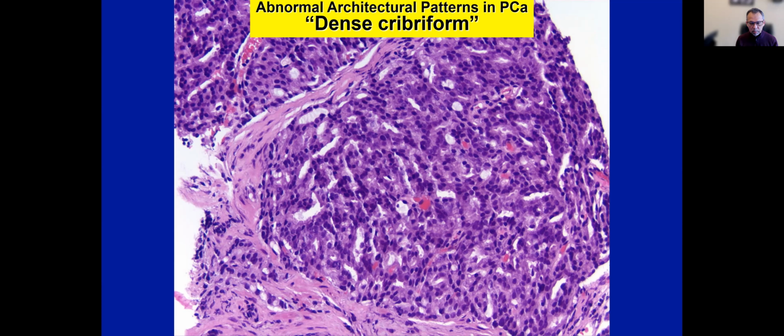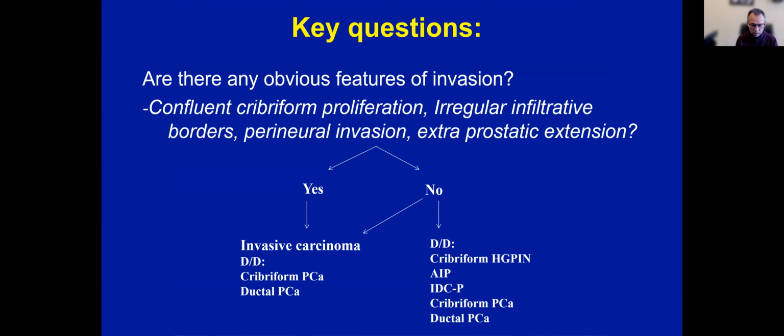When I deal with this type of differential diagnosis, we will talk more about that during the grading lecture as well. But I ask myself: am I dealing with a confluent cribriform proliferation? Am I dealing with irregular infiltrative borders? Am I dealing with perineural invasion or extraprostatic extension? If the answer to those questions is yes, then I can make a more confident diagnosis of cribriform prostate cancer. But if the answer is no, then you could be dealing with many other differential diagnoses, and we will talk about that sometime in other presentations in more detail.